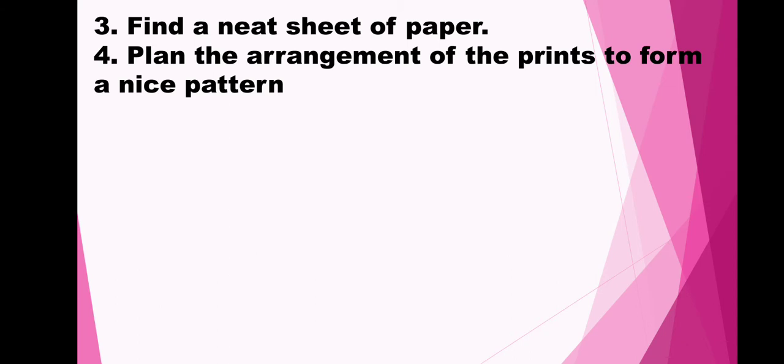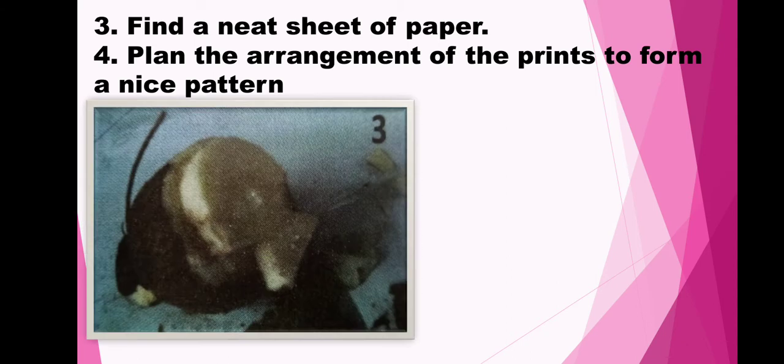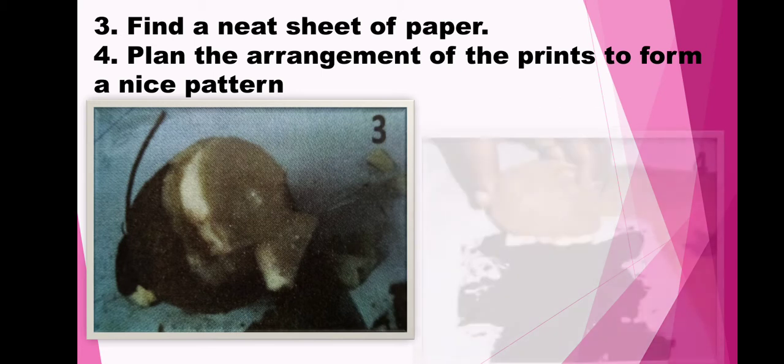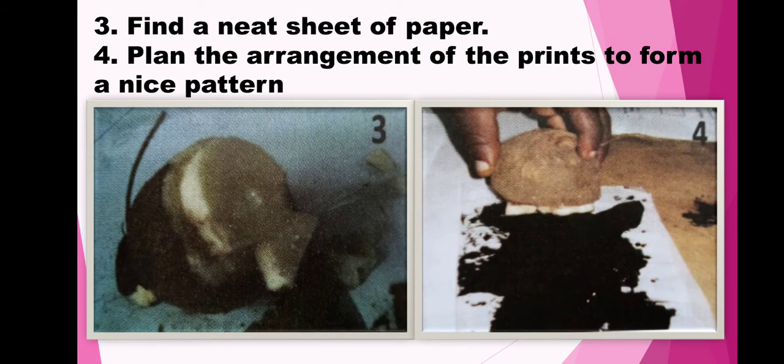Step 3. Find a neat sheet of paper and position your carved design or block on this paper. The step 4 says what? You plan the arrangement of your print to form a nice pattern. So when you finish obtaining your white paper or your paper, the next thing for you to do as a creative person is plan your arrangement in such a way that you obtain a nice pattern.